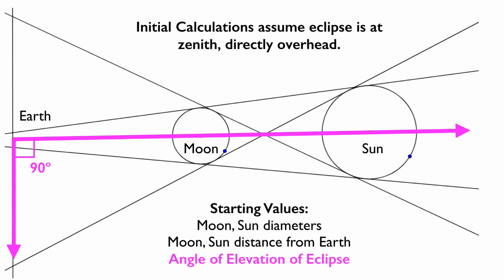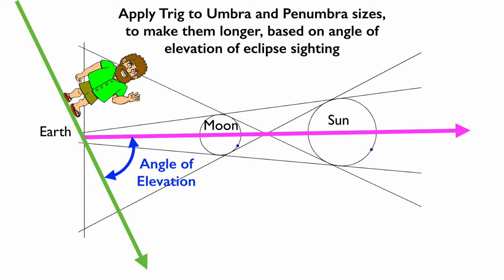But in reality, that's not the case. So our starting values, we had four starting values. We're going to add a fifth starting value, and that is the angle of elevation of the eclipse. In other words, how far above the horizon are you going to see the eclipse? So here we have some friendly fellow standing on Earth, and then we've got the angle of elevation. So again, the moon and sun are lined up, but they're at some angle with the Earth.